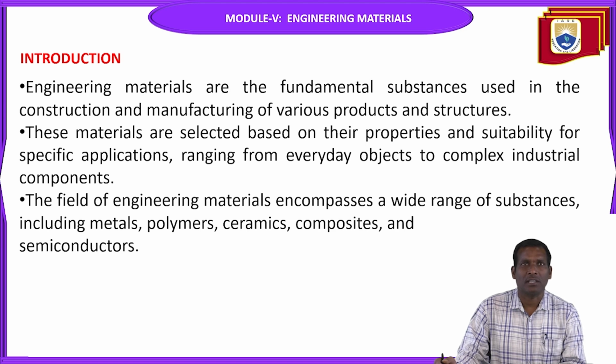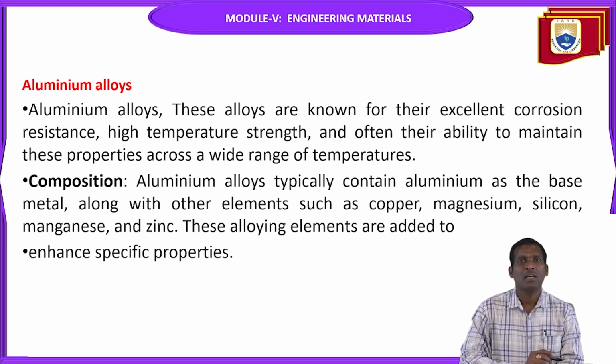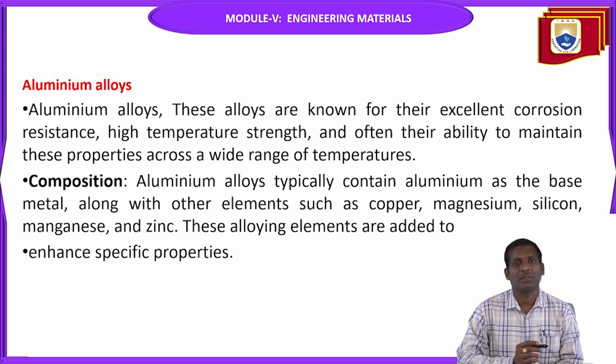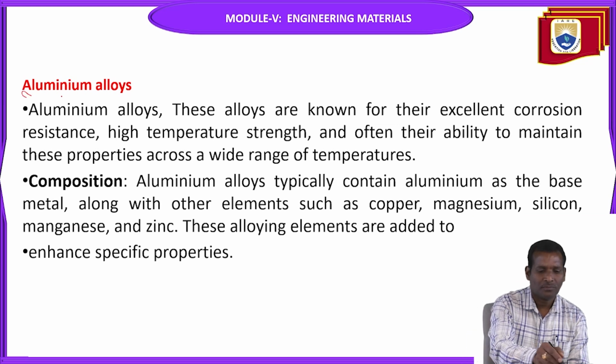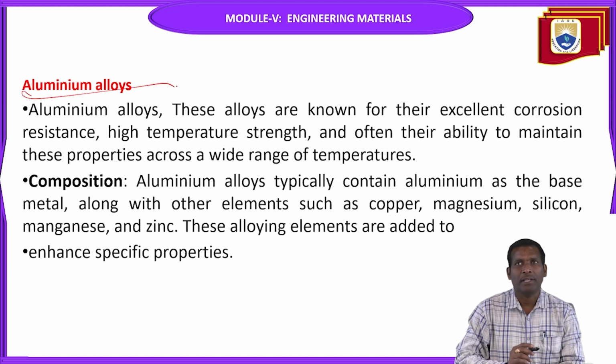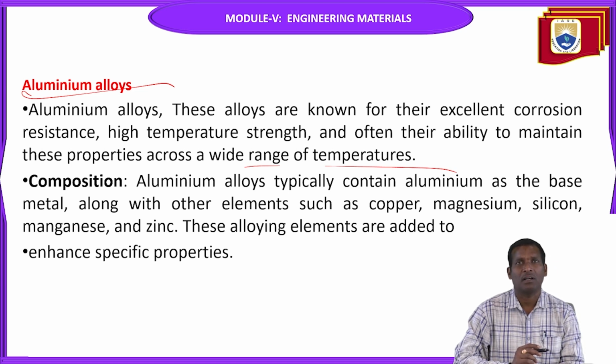In today's session, we will see the aluminum alloys: what we mean by aluminum alloys, what their composition is, and their properties and applications. Then we will go to the next alloys, nickel-based alloys and magnesium alloys. Aluminum alloys are known for their excellent corrosion resistance, high temperature strength, and often their ability to maintain these properties across a wide range of temperatures. They can withstand a very wide range of temperatures.